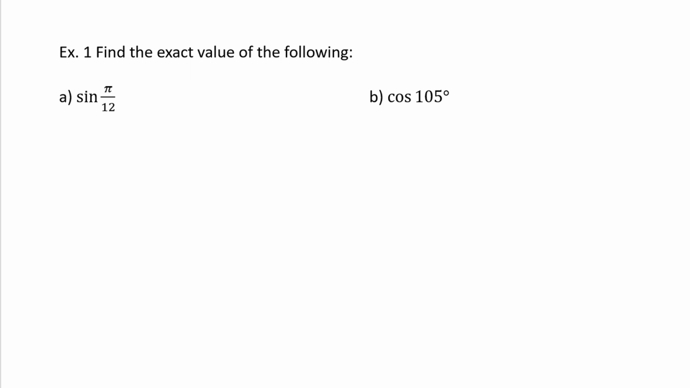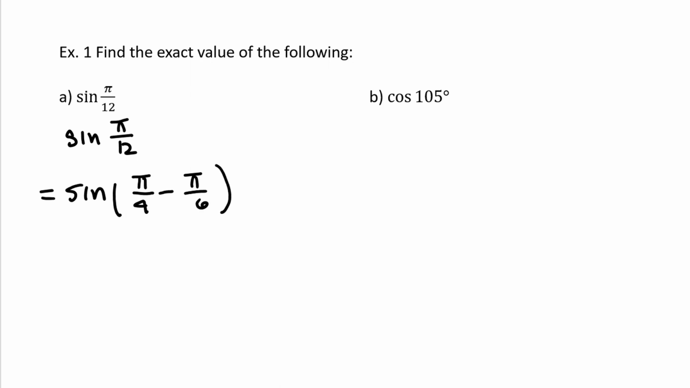Find the exact value of the following. Part A, sine of pi over 12. In order to find the exact value, we will need to use the appropriate sum or difference formula for each of these trig functions. We will recognize that the sine pi over 12 is the same thing as the sine of, and I'm going to choose pi over 4 minus pi over 6. The reason I picked pi over 4 and pi over 6 is that they have special trig values.